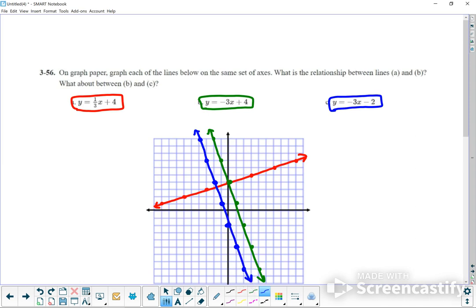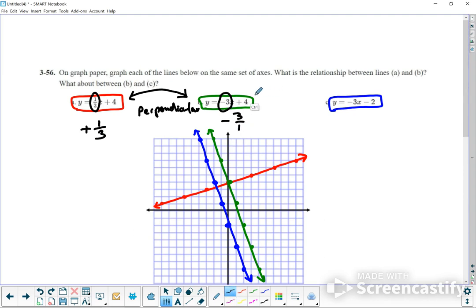Okay, so between the red and the green, you look between red and green, these are going to be perpendicular. Okay, how do we know that? Because the slopes are opposite, so 1/3 and -3. This one's positive, this one's negative, and then the fractions are going to be flipped. So this one's 1/3, and this one's 3 over 1. So that's how we know that they're perpendicular.